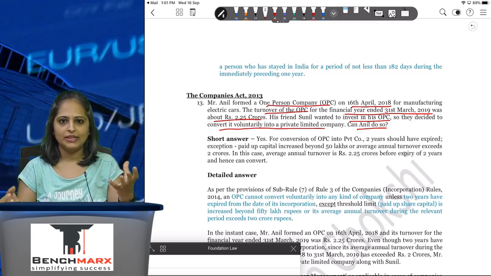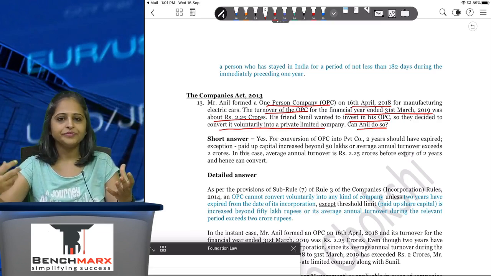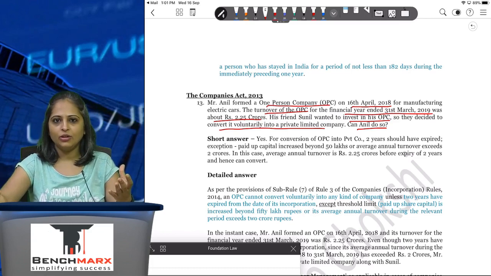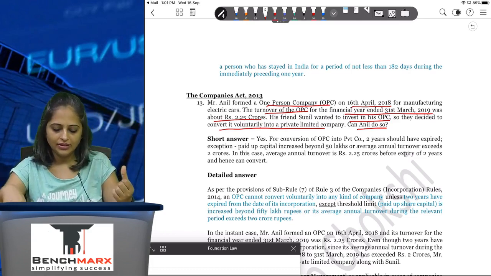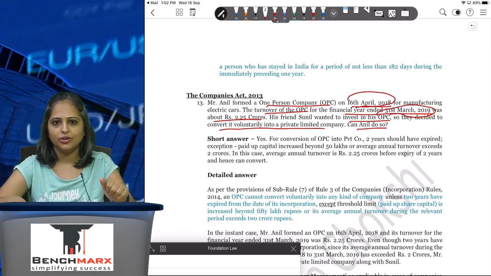If you are an OPC, if you want to get converted into a private company or a public company, you can do so, provided 2 years from the date of incorporation has expired. In this case, he is incorporated on 16th April 2018 and by 31st of March, before 2 years of expiry from the date of incorporation, he has decided that he wants to convert it.